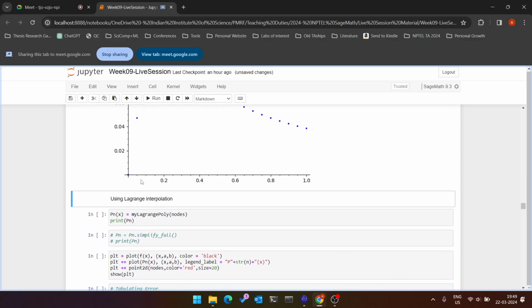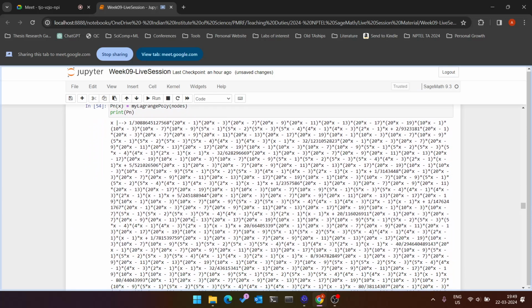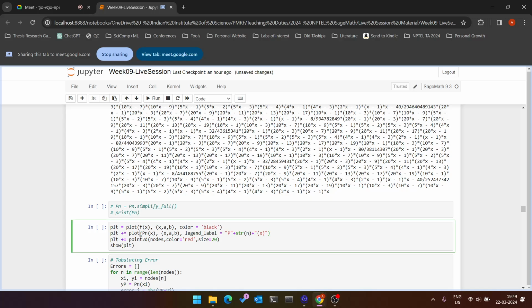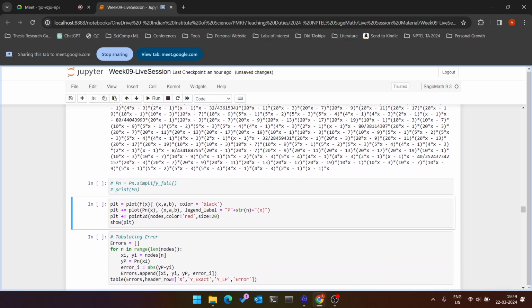I'll first be using Lagrange interpolation. So I'll be running Pn of x, my Lagrange polynomial of nodes. Okay, a large expression, but we can let it be. Next, we'll be plotting f of x as well as Pn of x as well as the specified points. So we are plotting three things. First, the function, then my interpolation polynomial, then my 21 points.